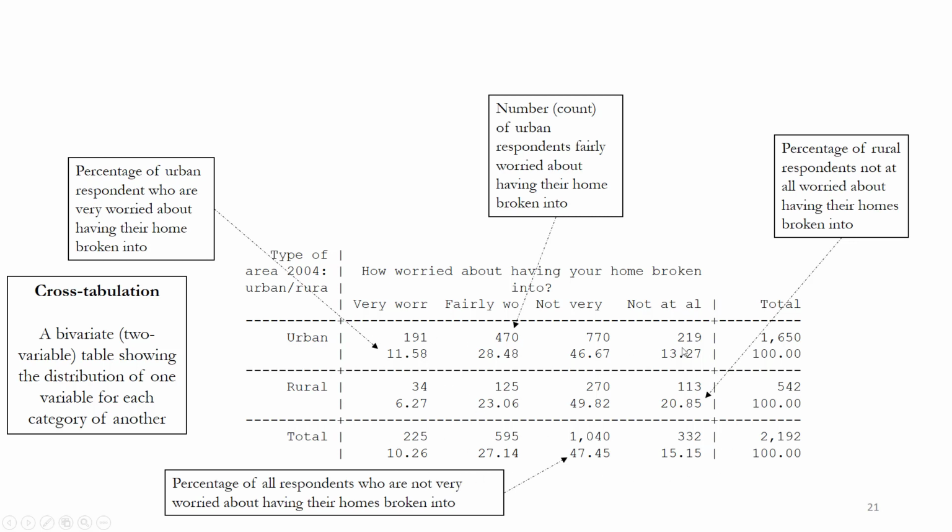As we read then from left to right, we see that we have 1,650 respondents in the urban category, 542 in the rural category, 2,192 overall in the entire sample. And because we're looking at the percentages within each of these categories, these percentages should sum to 100.